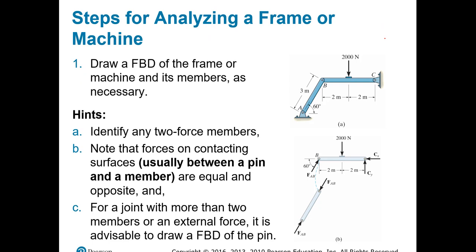Because of that, there are a few steps for analyzing a frame or a machine, and it works for both of them. At first, we need to draw a free body diagram of the frame or machine and its members as necessary, which is very simple. A few hints: we need to identify if we have two-force members. Know that forces on contacting surfaces, usually between a pin and member, are equal and opposite. For a joint with more than two members or external forces, it is advisable to draw the free body diagram on the pin.